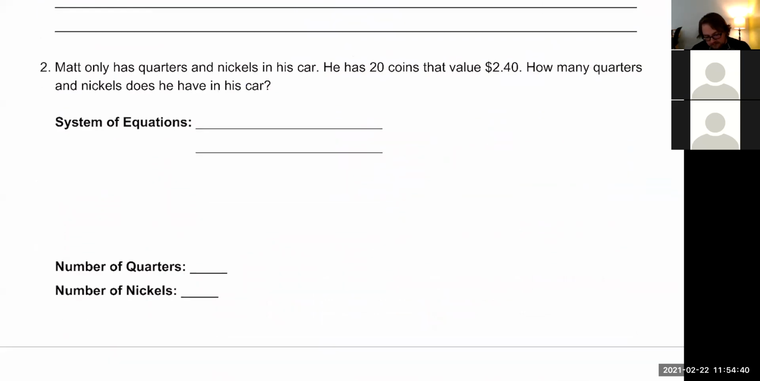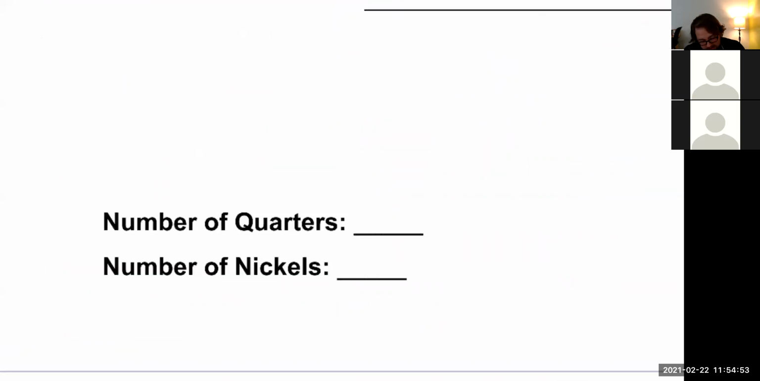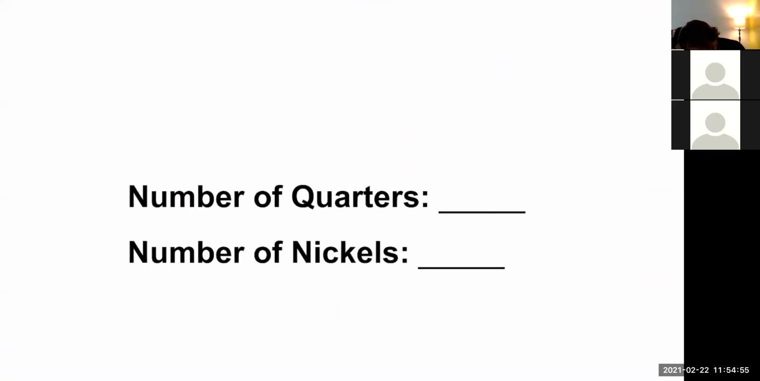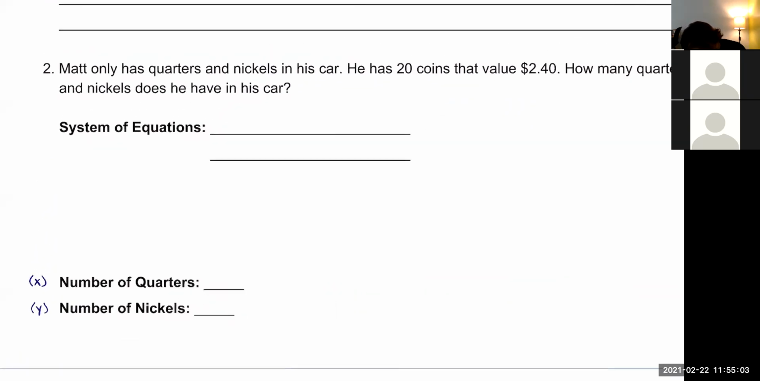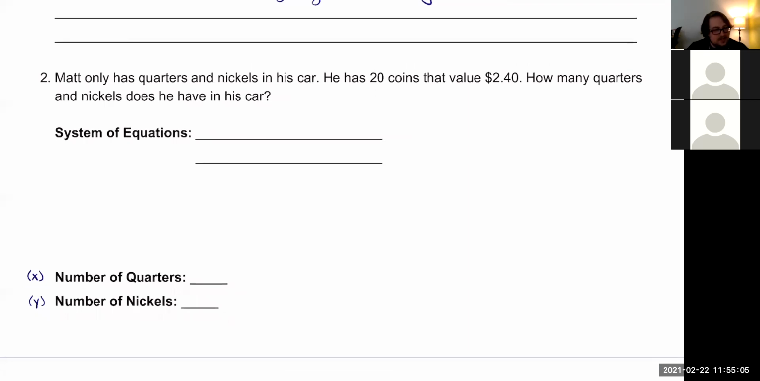So the last one says that Matt only has quarters and nickels in his car. He has 20 coins that value $2.40. How many quarters and nickels does he have in his car? Well, right off the bat, my variables: the number of quarters will be my x. The number of nickels will be my y. What's challenging about this problem, though, is how little information it seems to give us.